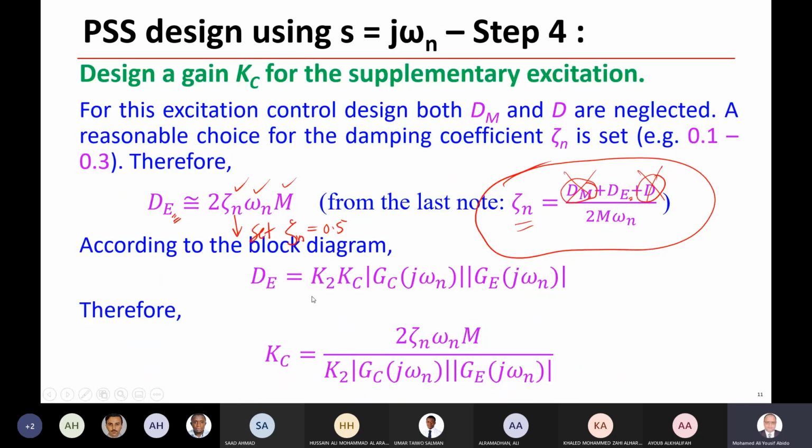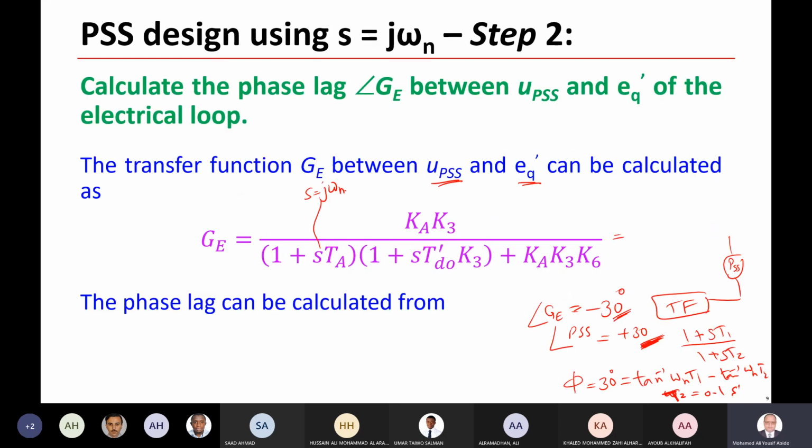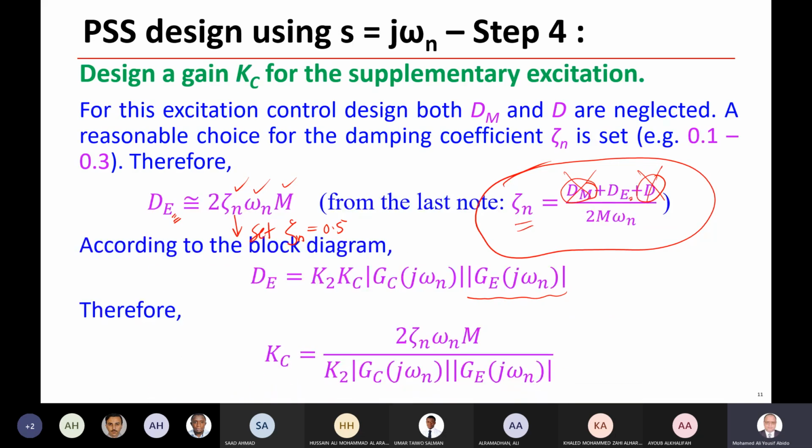So DE equals the gain of K2, which is the block there, the linearization constant, KC for the power system stabilizer, and GC and GE. This is the magnitude of that transfer function that is calculated here. Of course, you already calculated the angle, and also you can calculate the magnitude of this. So you can get the magnitude of GE, and also you design T1 and T2. So you have the magnitude of 1 plus ST1 over 1 plus ST2, and then you have KC, and then you have K2. So this is equal to DE, which is 2 zeta n omega n m.